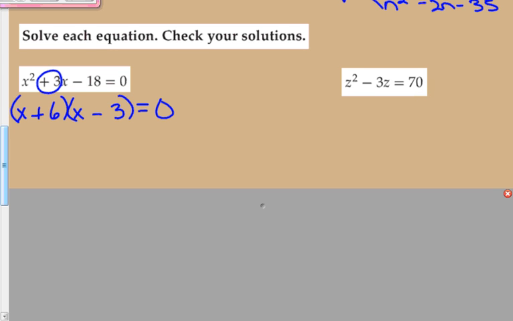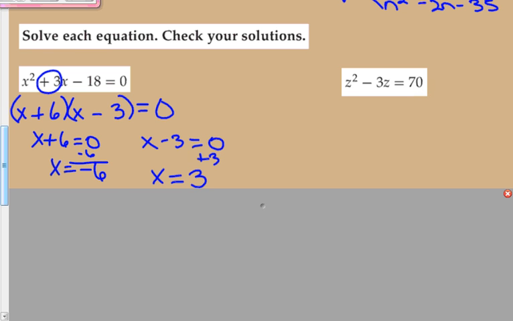Once you have it factored, you're going to set each binomial equal to 0. So you'll have x plus 6 equals 0, and you'll have x minus 3 equals 0. Then you solve it. The answer here is x equals negative 6, because we bring the 6 over by subtracting it, and we'll bring the 3 over by adding it, so x is positive 3. So those are your two solutions. x is negative 6 or x is 3.